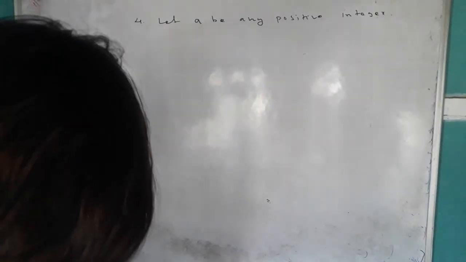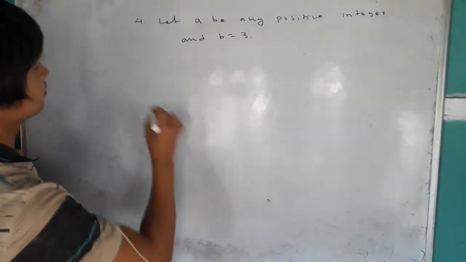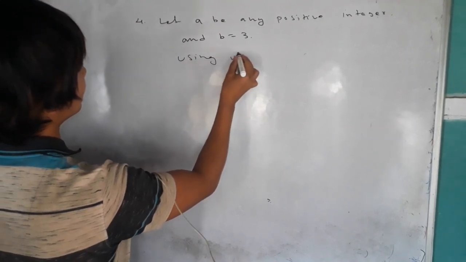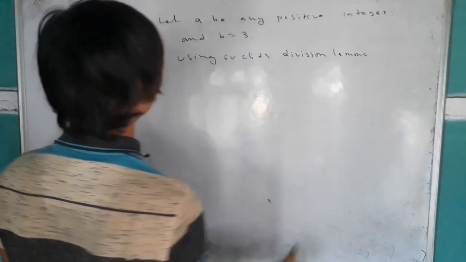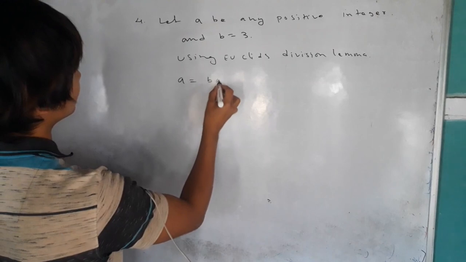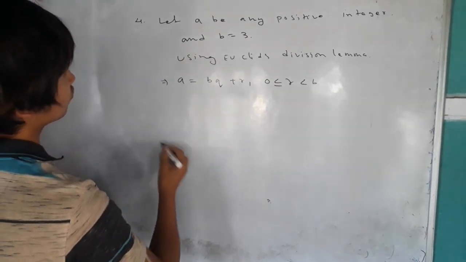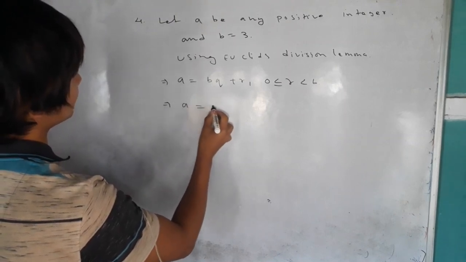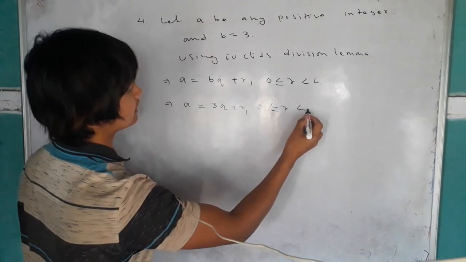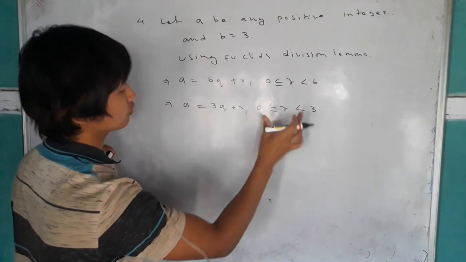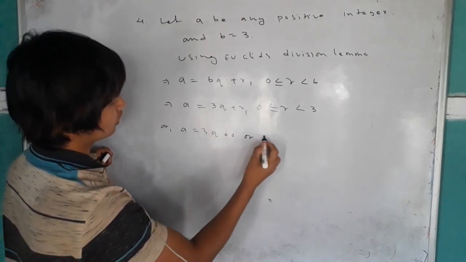So by looking at the question, what should be the value of b? It should be 3, and b equals 3. So using Euclid's division lemma, what the Euclid's division lemma states, that a equals bq plus r, where 0 is less than or equal to r, less than b. So a is 3q plus r, according to the same condition, r is greater than or equal to 0, but less than b, we have taken 3. So the same condition will apply. Or a equals 3q plus 0, or a equals 3q.